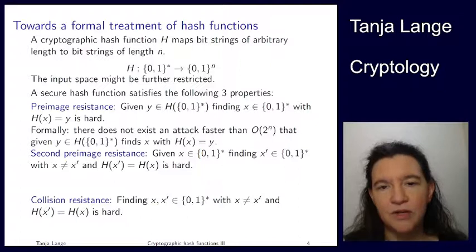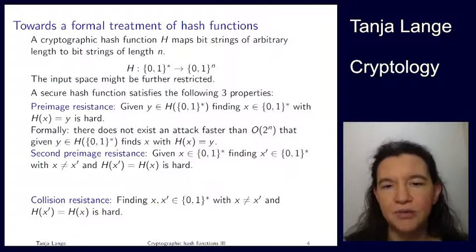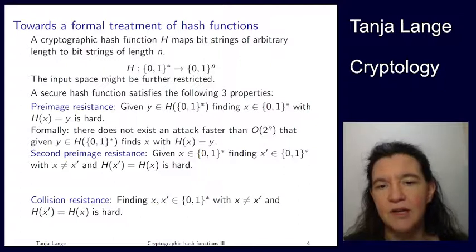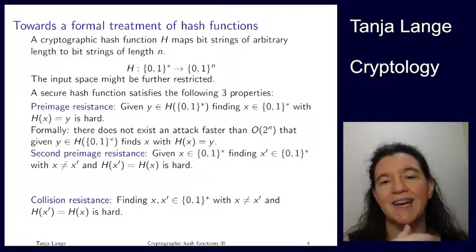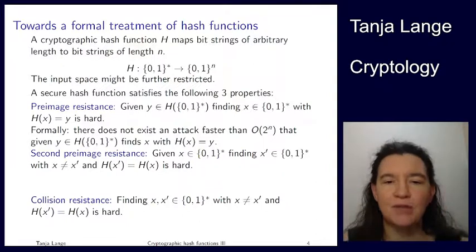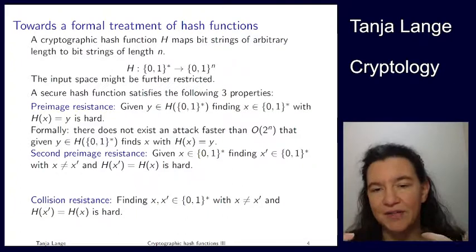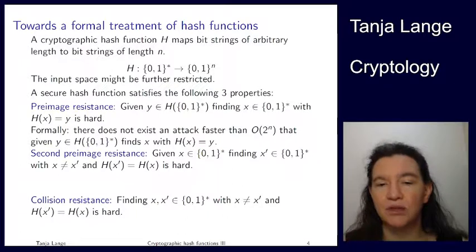And then similar for pre-image resistance, we also had this O of 2^n. So for pre-image resistance, remember that we're given an x and we're supposed to find another x' not equal to x, which maps to the same value. And again, collision resistance looks very, very similar, but we're not forced to pick an x. We can choose our x ourselves.